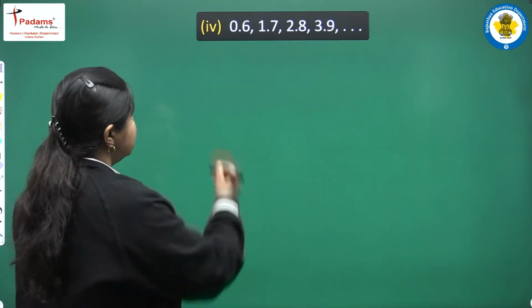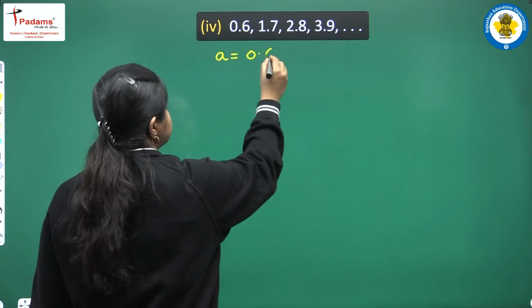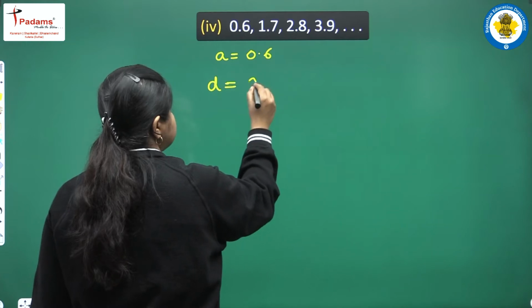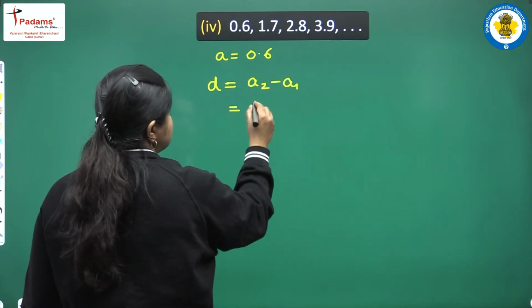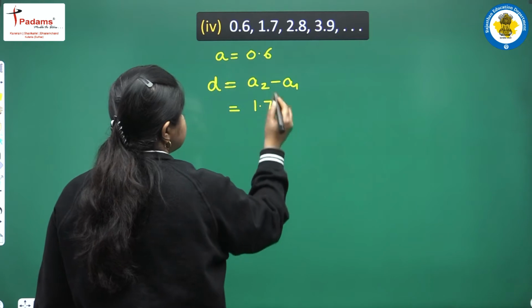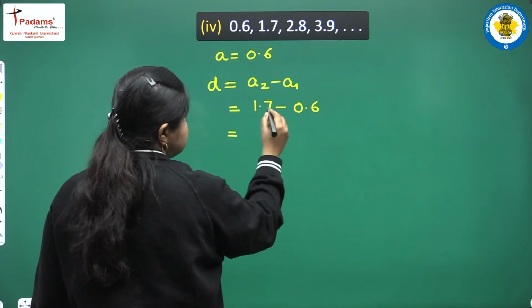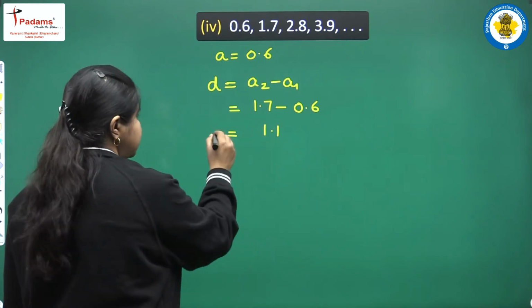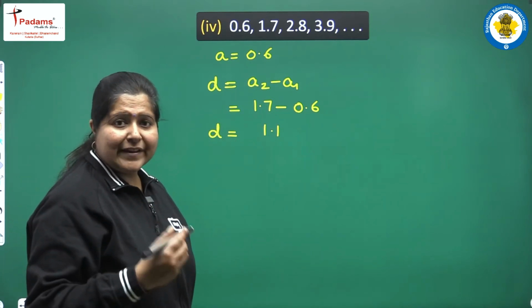Next we have this one, 0.6. It is the first term, and now we have to find the common difference d. We get it by a2 minus a1. a2 is 1.7 and a1 is 0.6. This will be equal to 7 minus 6, 1, and then 1.1. So this is the common difference here in this case. All these questions are very easy.